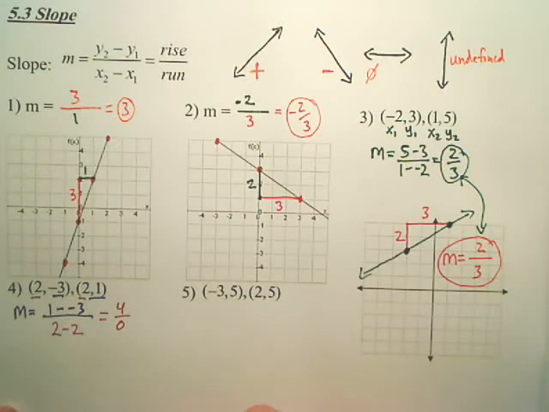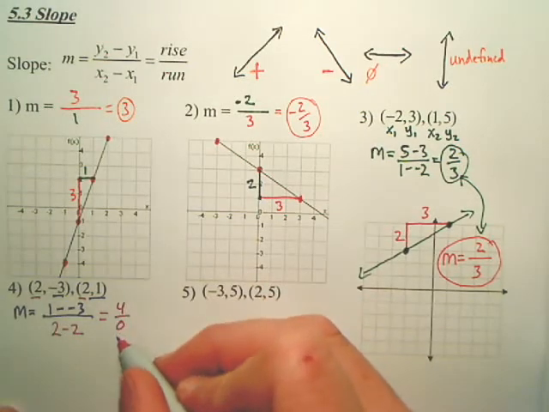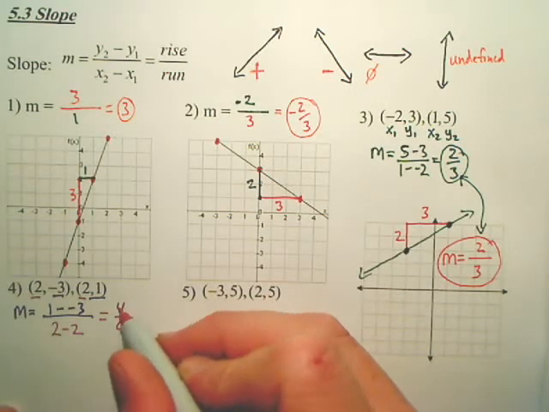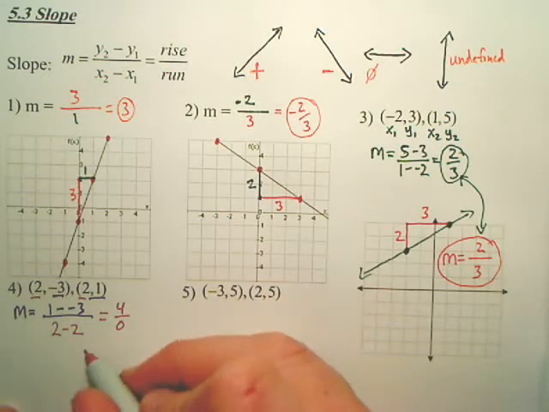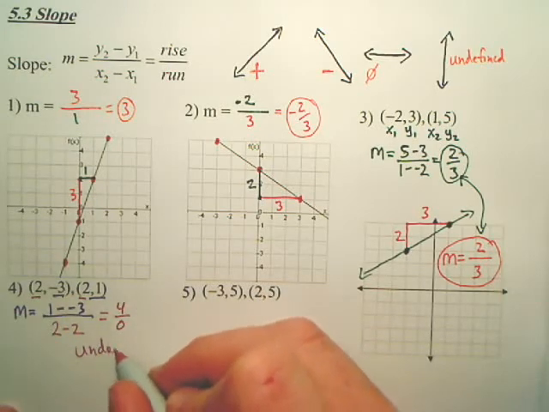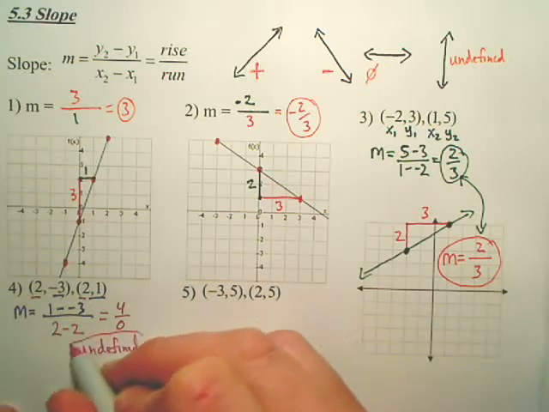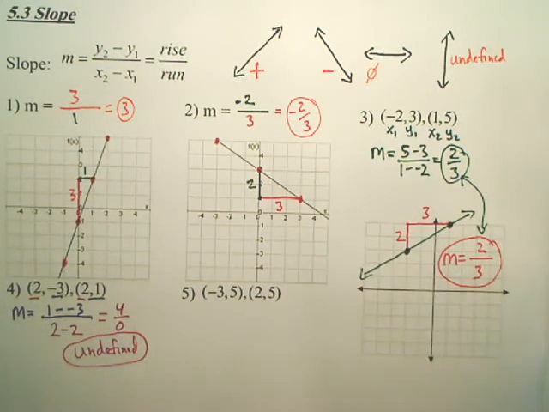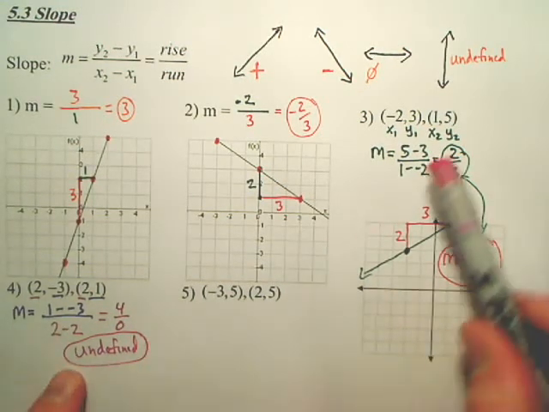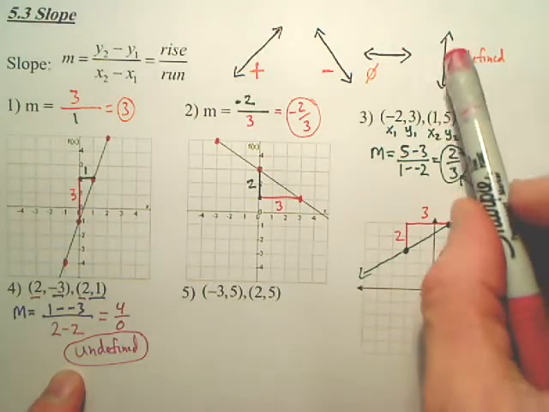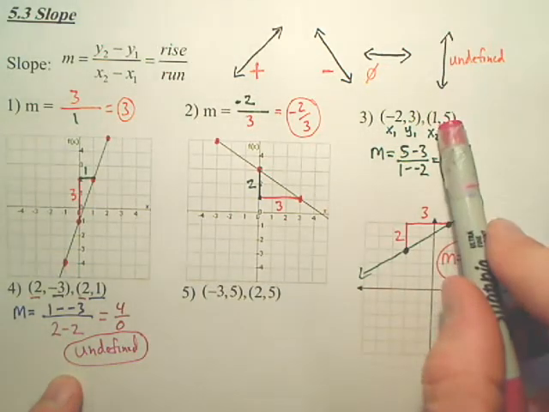Wait, can you divide by 0? Can I have 4 out of nothing? If there's nothing in front of me, could I take 4 of it? That makes no sense. I cannot have 4 of nothing. This is an undefined slope. You cannot take 4 out of nothing. That is an undefined slope. What undefined slope is, it's vertical. If you were to graph this, you'd see a vertical line.